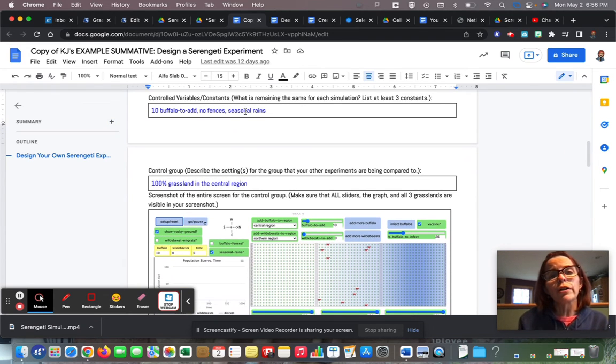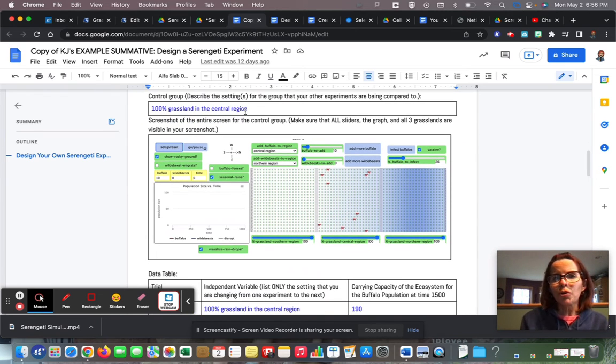Controlled variables, what are the things that I'm keeping the same? I'm going to add 10 buffalo every time. I'm not going to have fences, and I'm going to have seasonal rains checked for the whole time. Okay, the control group, what's the normal? Well, I'm going to say the normal is 100% grass, and then I'm going to start decreasing the amount of grass. So the 100% grassland, that's the control group right here.